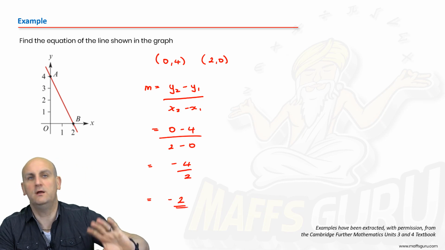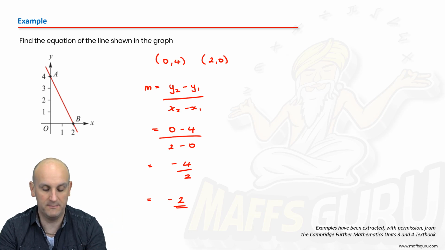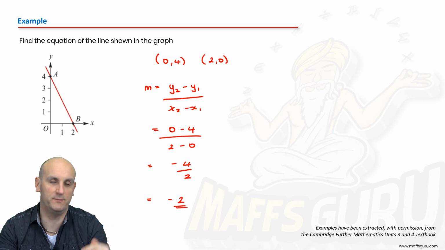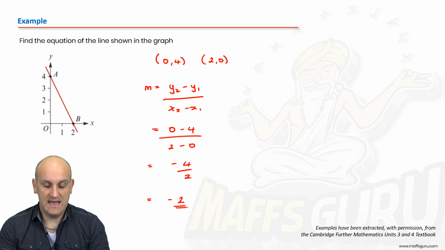All right, so I know I'm going through this relatively quickly. Again, stop, reverse, rewind, see what you need to do. Play it back at half speed, double speed, 3 times speed, who knows? So there's my gradient. Do I have another point? Yes, I do.